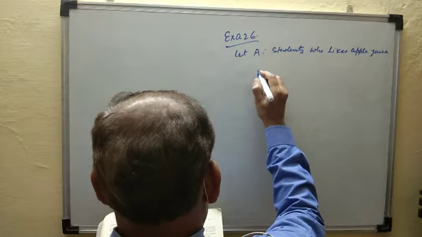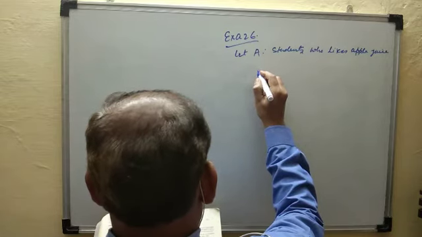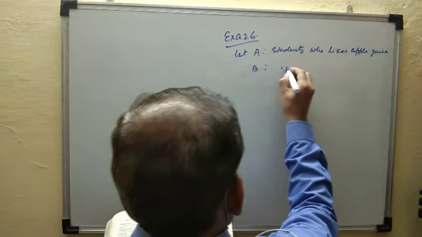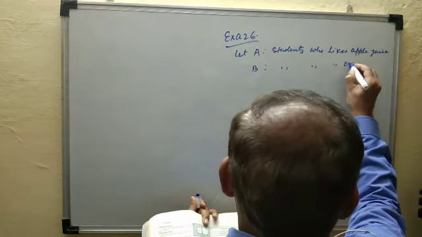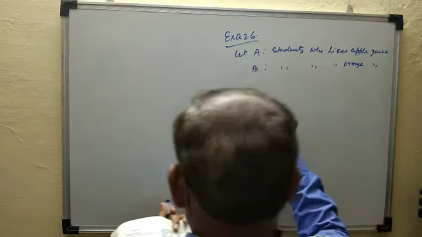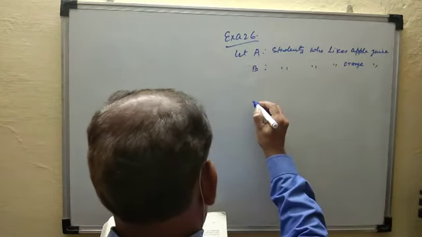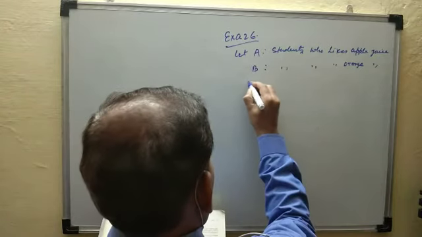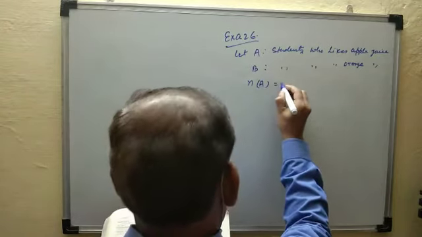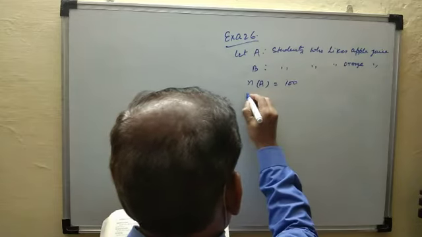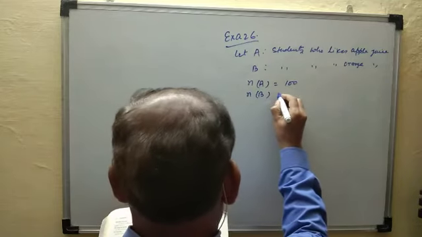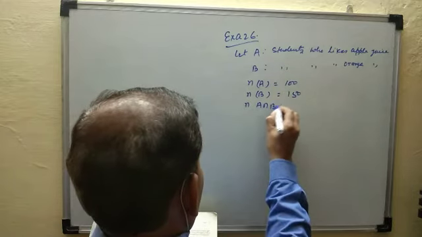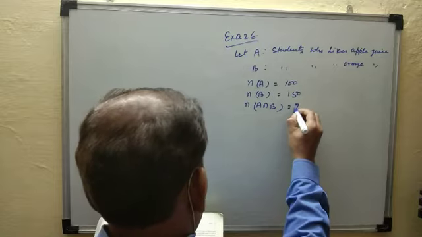150 are taking orange juice. Suppose B is the set of students who like orange juice, and 75 were listed as taking both. So here, the number of A, that is apple juice, is 100, the number of B, that is orange juice, is 150, and both, that is the number of A intersection B, is equal to 75.